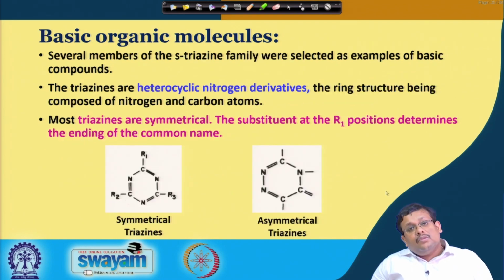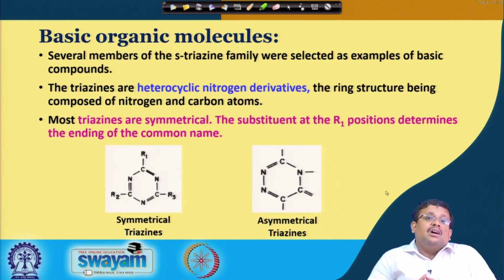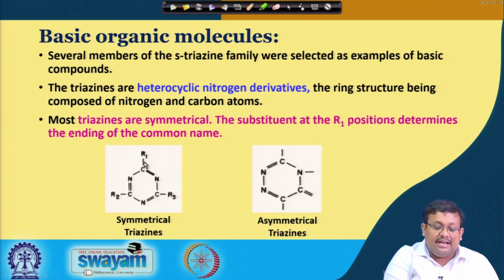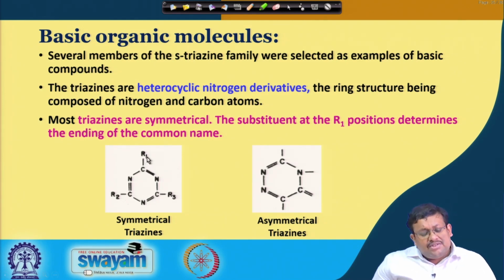The second one is basic organic molecules. Several members of the S-triazine family were selected as an example of basic organic compounds. The triazines are heterocyclic nitrogen derivatives, with the ring structure composed of nitrogen and carbon atoms, as you can see here. This is a symmetrical triazine, and this is an asymmetrical triazine. Most triazines are symmetrical, and the substituent at the R1 position determines the ending of the common name. These are the examples of basic organic molecules.